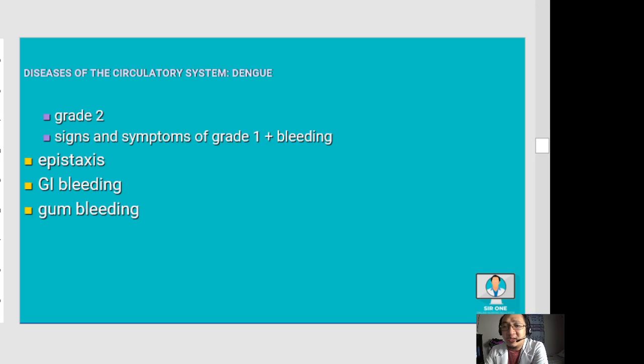If the patient is classified as grade 2, the signs and symptoms of grade 1 plus bleeding. Okay, any signs of bleeding, that's grade 2. So, any type of bleeding, examples are epistaxis or nose bleeding, GI bleeding being manifested by melena or hematochezia, or even vomitus with blood, okay, and gum bleeding.